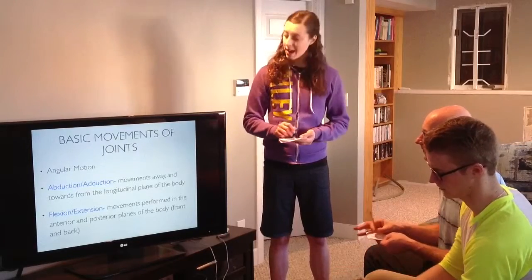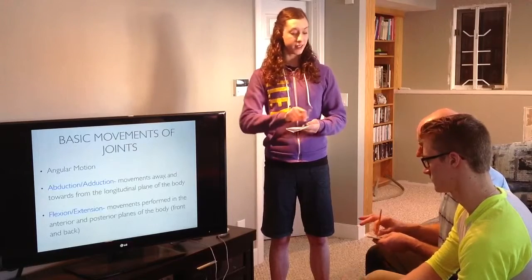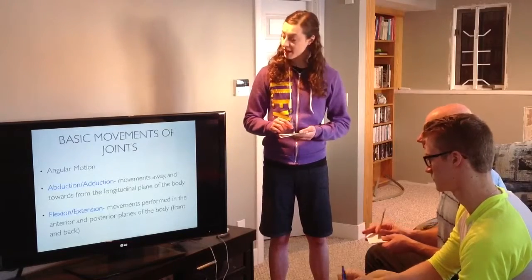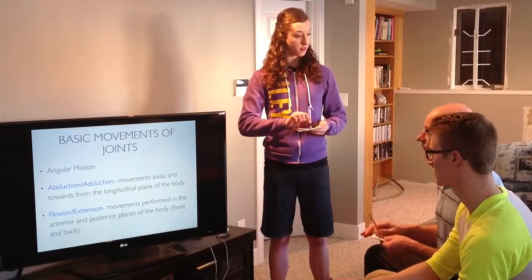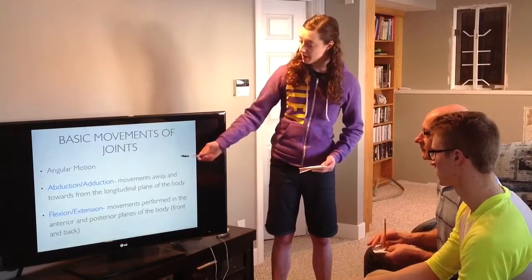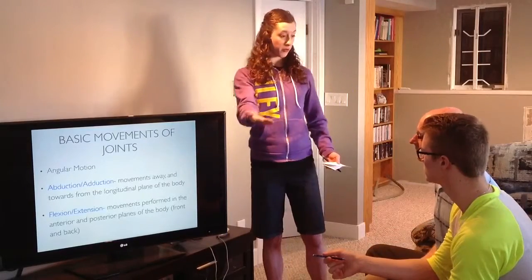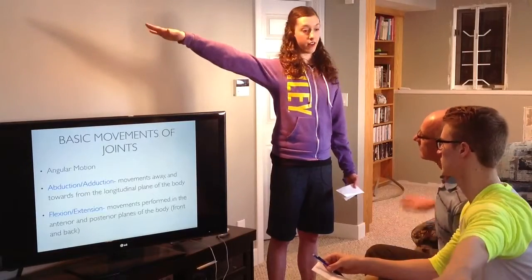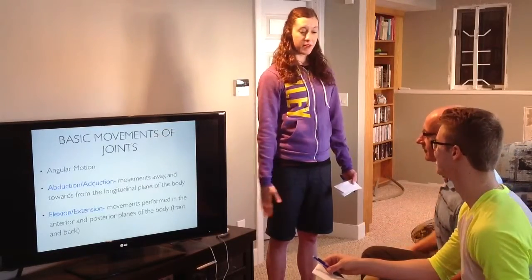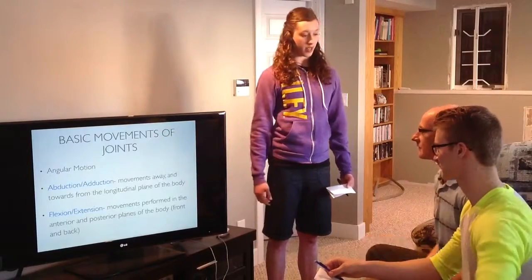Good. So abduction and adduction occur when there is movement side to side. Flexion and extension occur when there is movement front to back. Perfect. So, abduction and adduction. A good example would be using your arm. You can follow along with me if you like. Moving our arm all the way to the side and all the way back. Abduction and adduction along the longitudinal planes of our body.